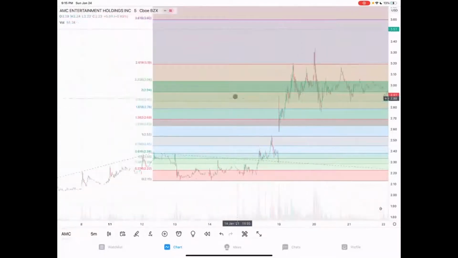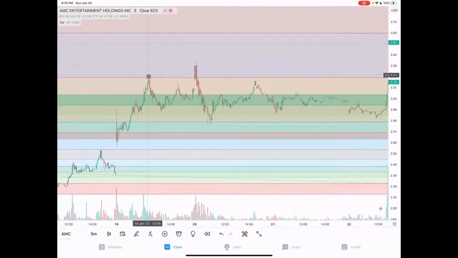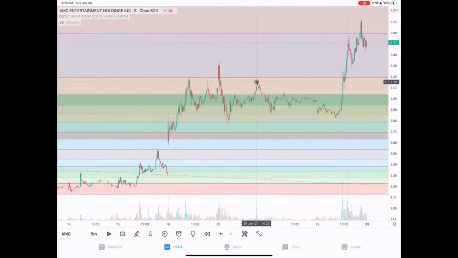Obviously the 2.618 was our second level, we rejected pretty hard. We couldn't really clear it with confidence here. We tried to break out here and got shot back down. Tried for it, rejected. This didn't really touch it as much. I'm not going to count that.